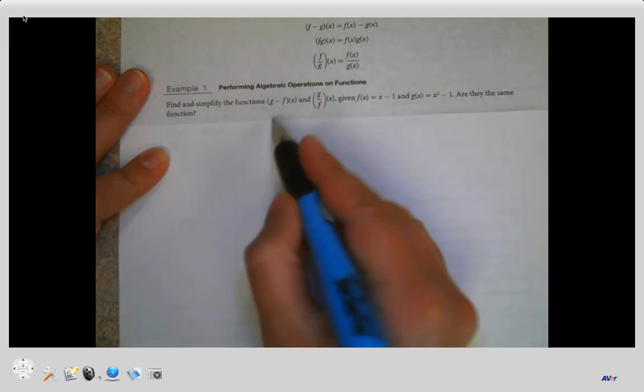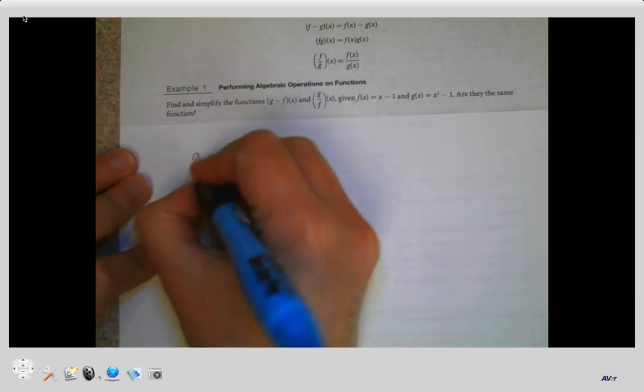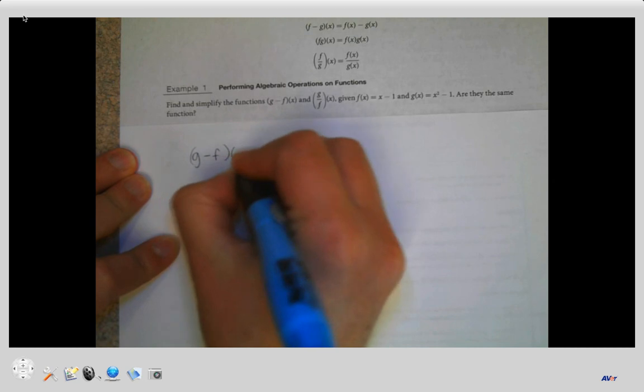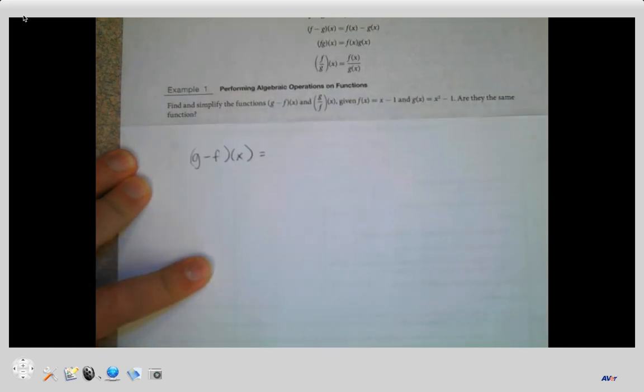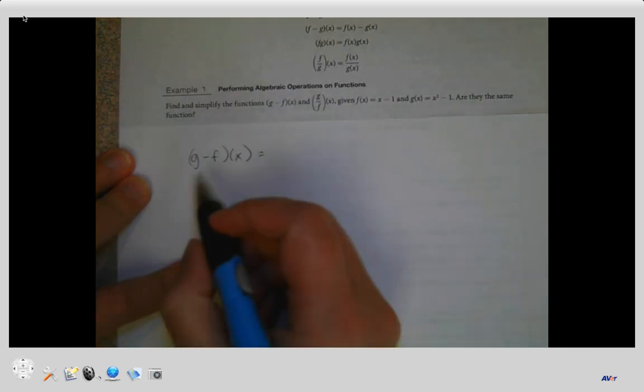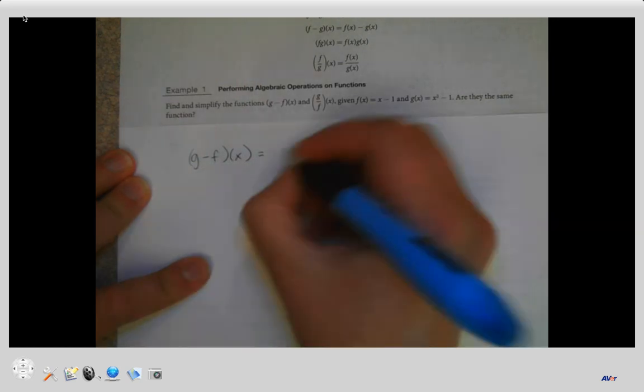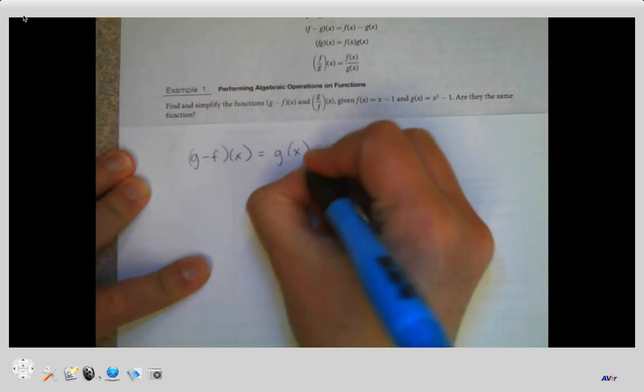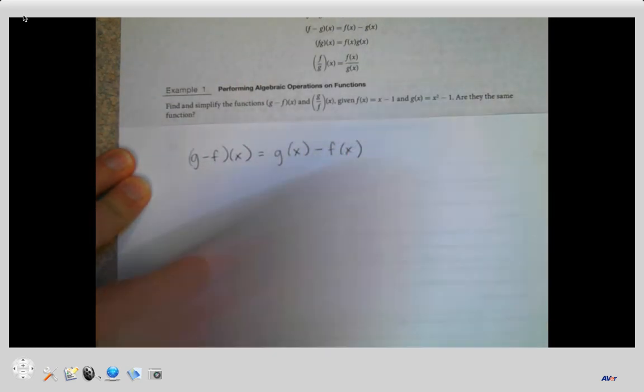Okay, well, let's look first at g minus f of x. Obviously we have to pay attention to which comes first. So we'll write this is equal to g of x minus f of x. We just keep the order.